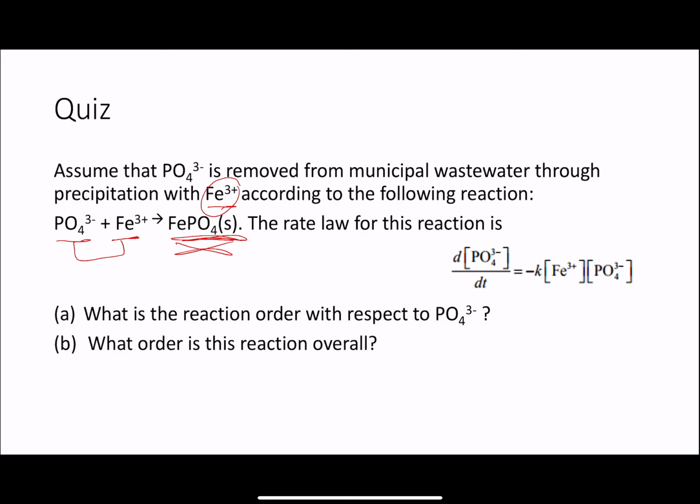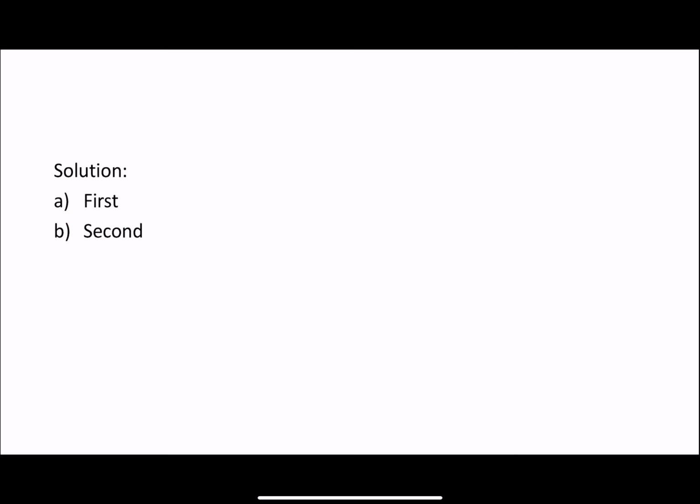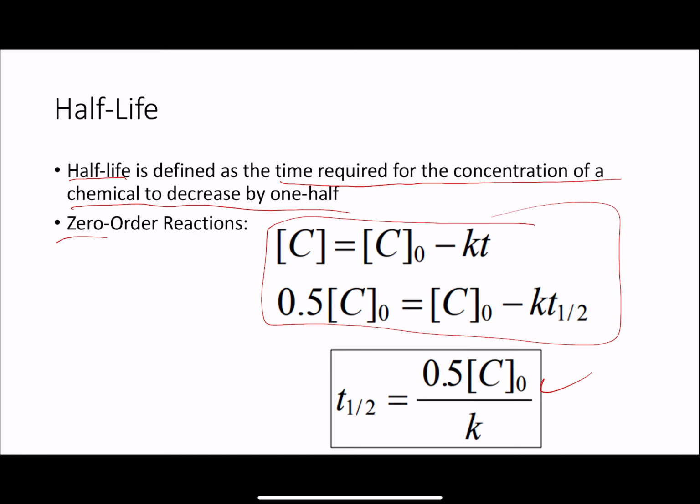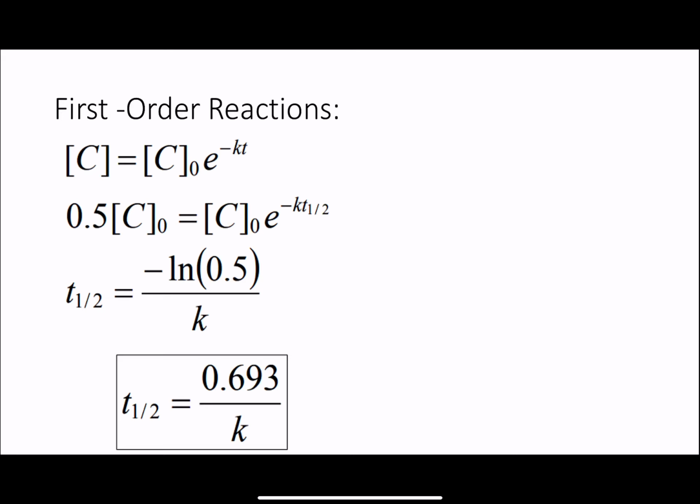So, look at this. Here there is nothing: 1 and 1. So what is the reaction order of this reaction? It's 2. 1 plus 1 is 2. What order is this reaction overall? Second. Okay? So, half-life, we did explain this. Half-life is explained as the time required for the concentration of a chemical to decrease by 1/2. We did mention this for zero order. This is the equation, and this is the way we derive it to find the zero order half-life. Same thing for first order. It's this, and you could follow the derivation of it.